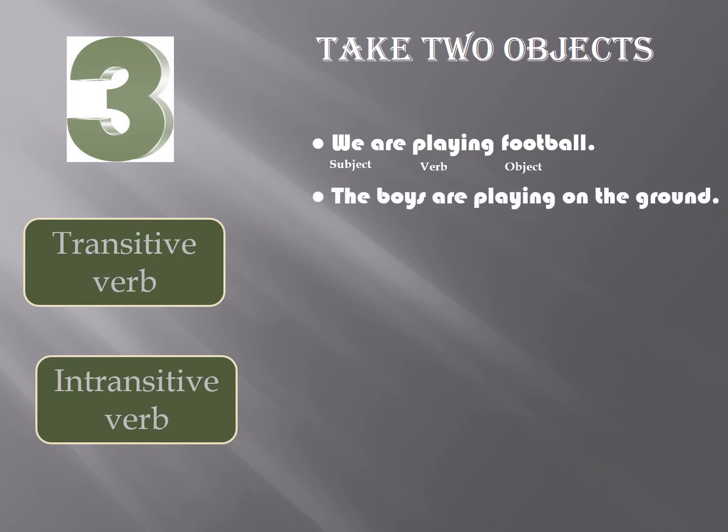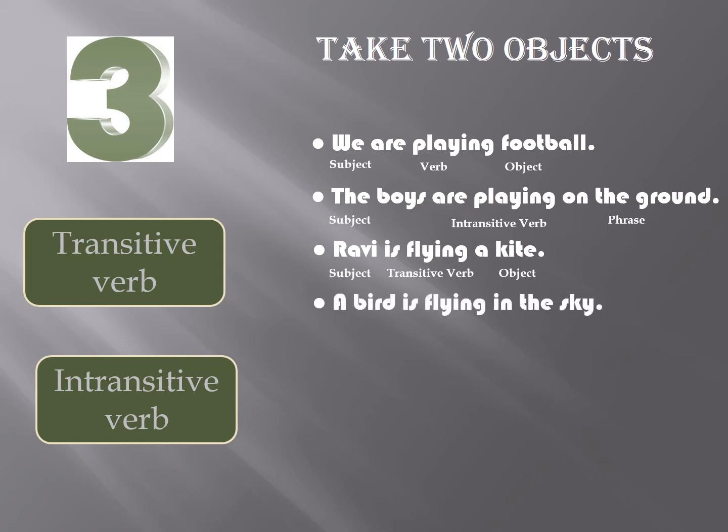The boys are playing on the ground. Here, the boys are the subject, are playing is an intransitive verb, on the ground is a phrase. Ravi is flying a kite. Here, the word Ravi is the subject, is flying is a transitive verb, a kite is an object. A bird is flying in the sky. Here in this sentence, a bird is the subject, is flying is an intransitive verb, and in the sky is a phrase.